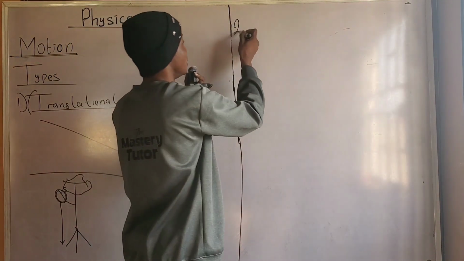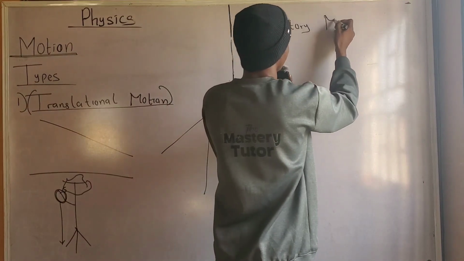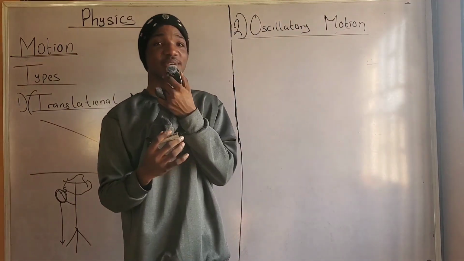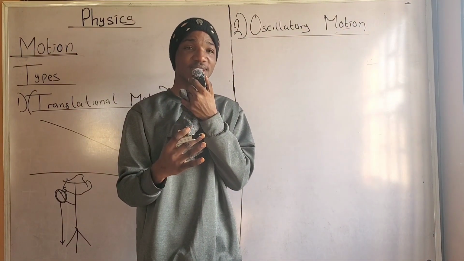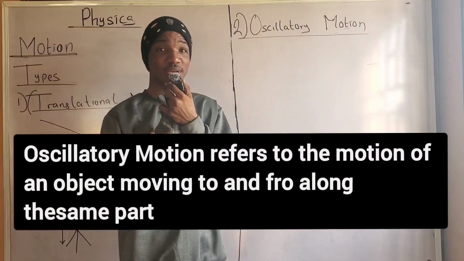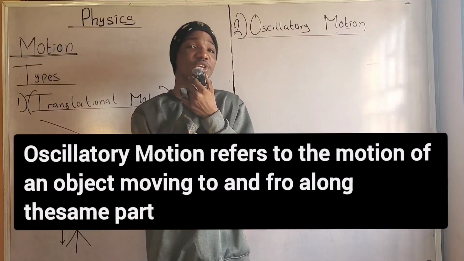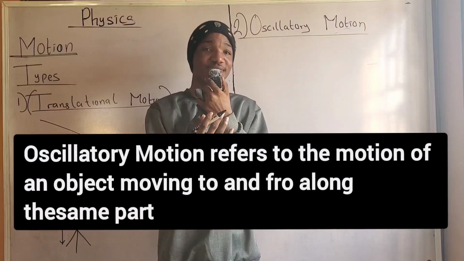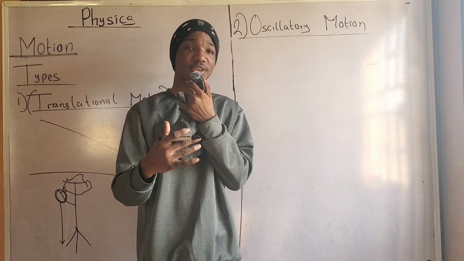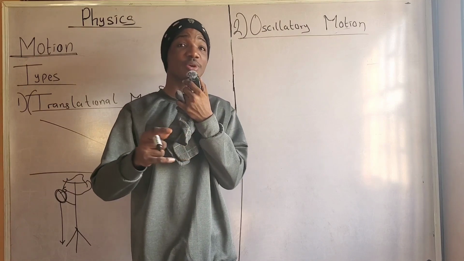Another type is oscillatory motion. Now, when you have an object moving back and forth at a fixed point, that type of motion is oscillatory motion. I'm going to give you an example. If you take a string and pull it, you will discover that the string is going to vibrate. That kind of motion is called oscillatory. When the motion of an object is to and fro, back and forth, we can say it is oscillatory. And the typical example is the motion of a pulled string.